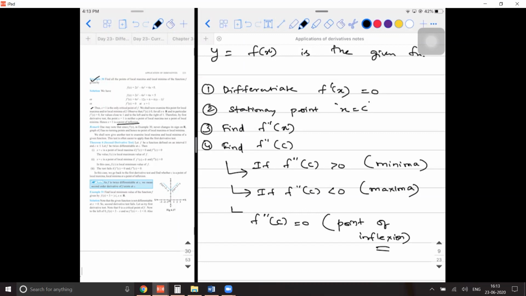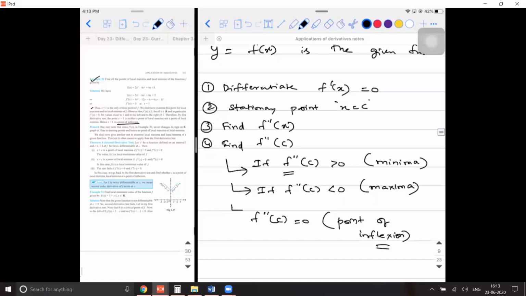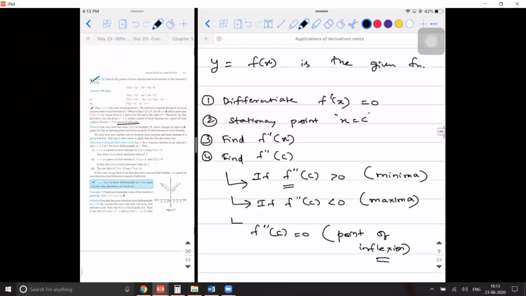Are you able to understand? So the first point is: differentiate f of x and equate it to 0. I'll write it like this if this is confusing. Differentiate f of x and equate to 0. You can take it like this.